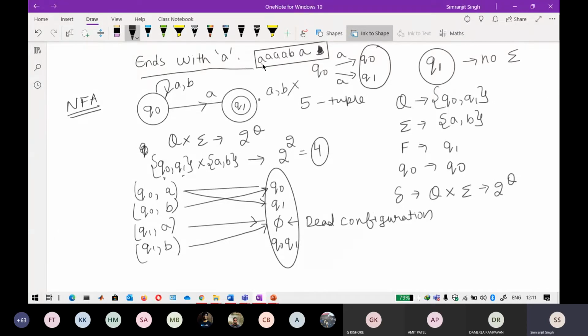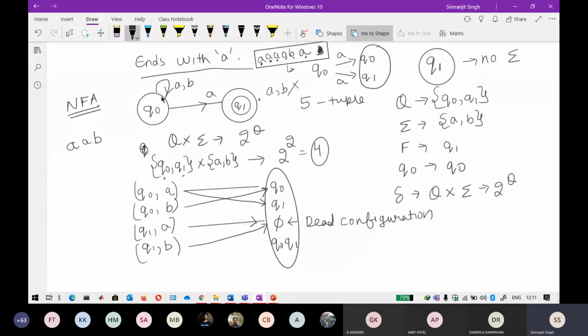Upon receiving an input of A on Q node, it is staying at Q node. Upon receiving an input of A on Q node, it is again staying at Q node. A, Q node, B, Q node, A, it goes towards the final state and it just stays there. So it means that this string is in the language. But now what happens if I say A, A, B? This is ending with B, so it should not be in the language.